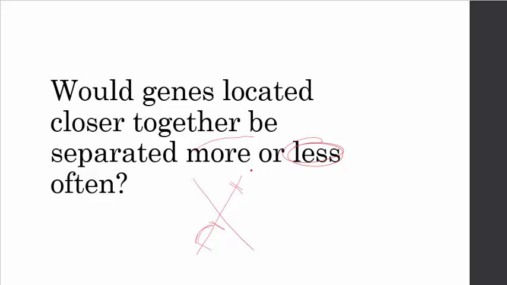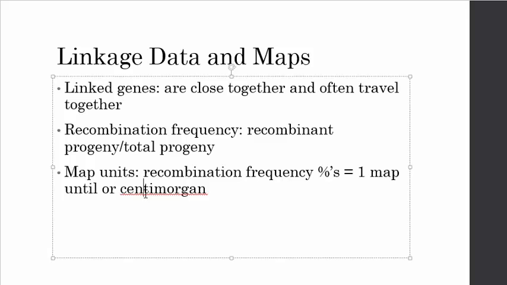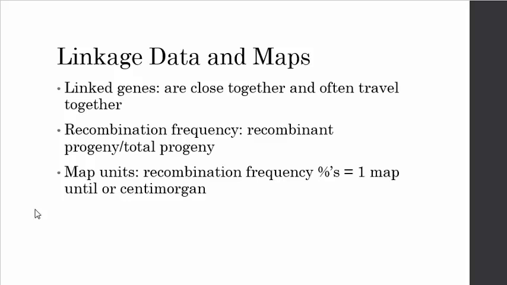And that concept leads us to study things like linkage and linkage maps. So linked genes are genes that are very close together, so they often travel together. The recombination frequency in genes is a number that we can calculate, and it tells us how often genes seem to be traveling together.